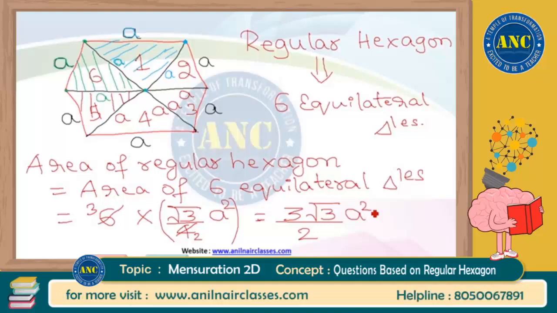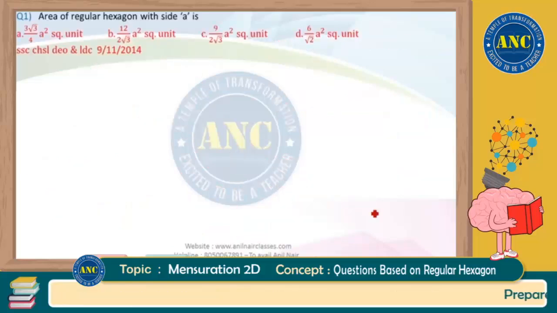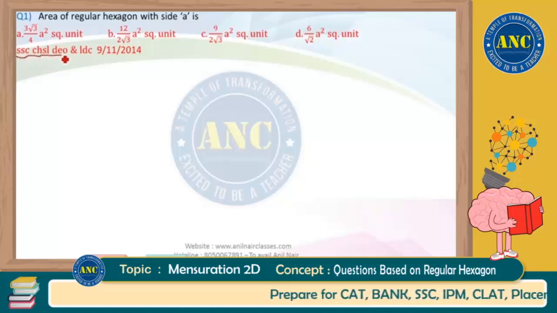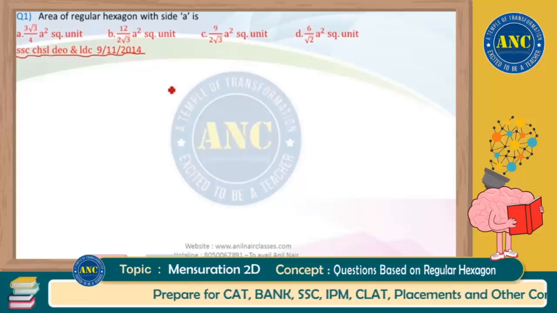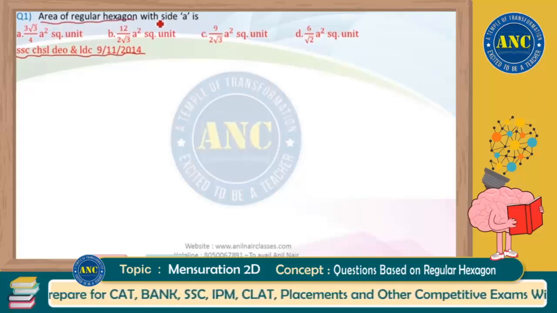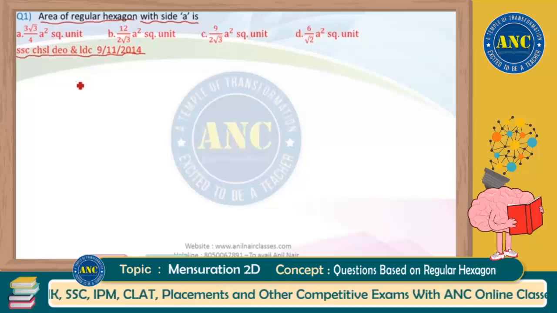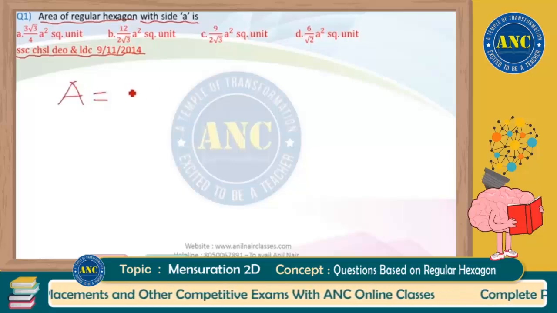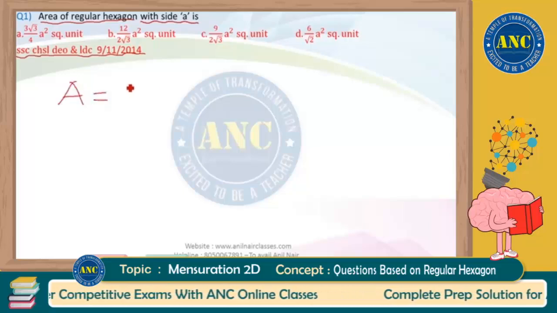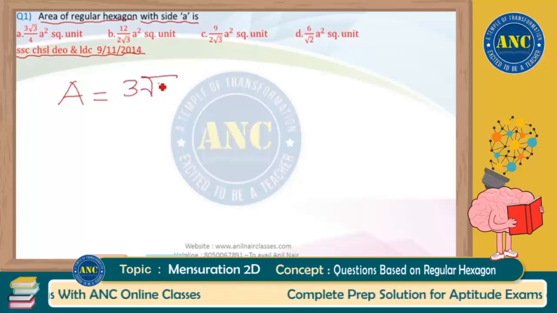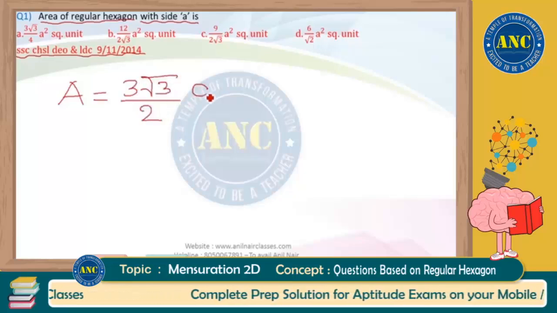Now, this is the theory part. This is the concept. Now, let us understand how to implement this concept in our problem solving. Now, see here, sir. First question. It's a straightforward question. SSC CHSL 2014 question. Area of a regular hexagon with side A is how much? Just now we discussed 2 minutes before. Area of a regular hexagon with side A is 3 root 3 by 2 into A square.